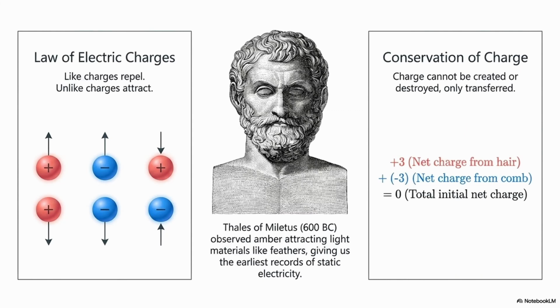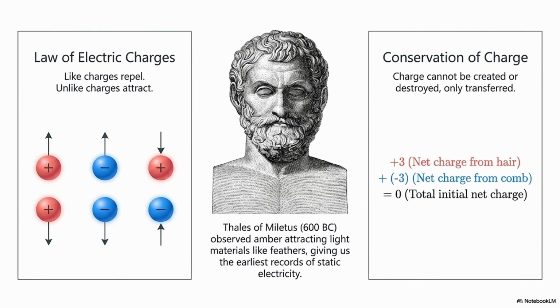Which brings us to the conservation of charge. If you calculate the net charge of the hair, say it's a +3, and add it to the comb, which is a -3, the total system still equals 0. Because charge cannot be created or destroyed, only transferred. The universe keeps a perfectly balanced ledger.